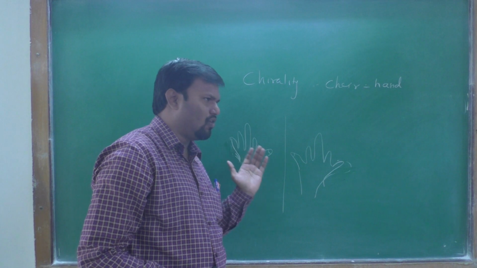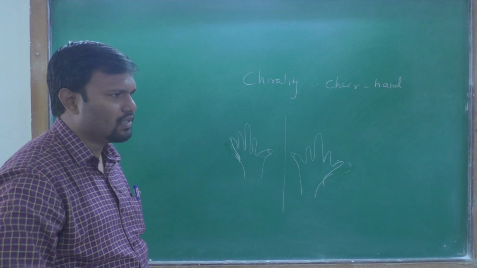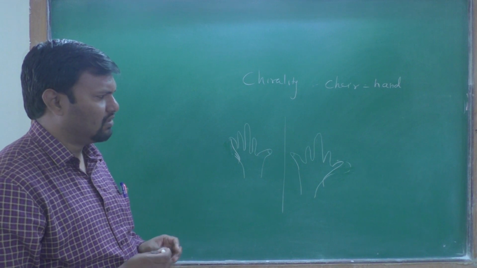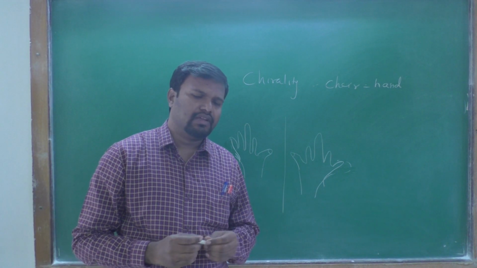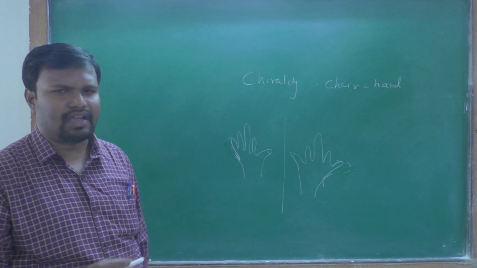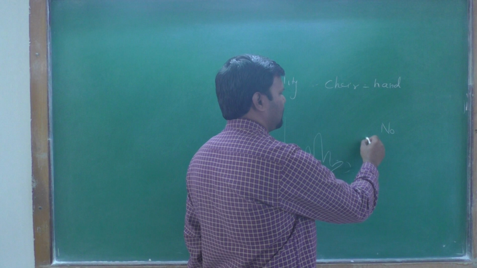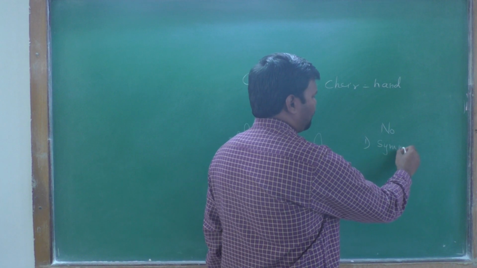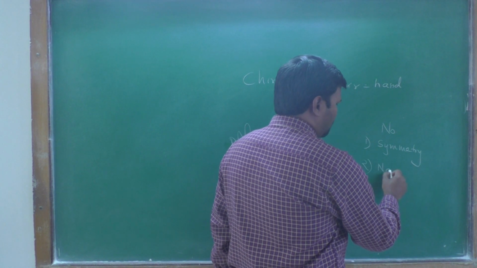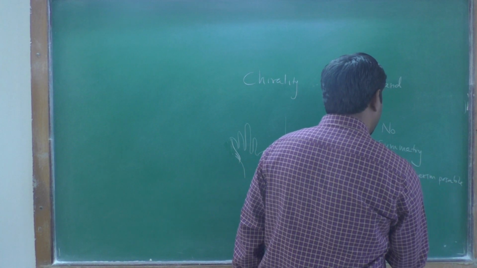A chiral object can be defined as one that must be non-superimposable and must not have any kind of symmetry. Like that we can define chirality. The molecule has no plane of symmetry and it has non-superimposable mirror images.